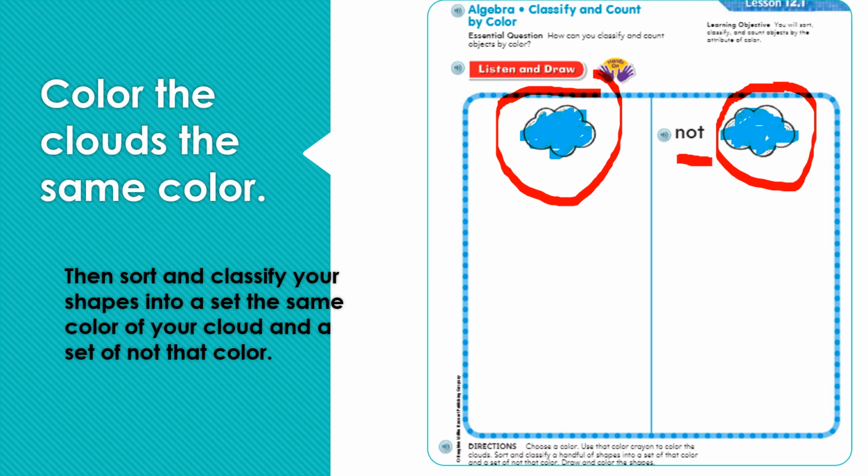So it's pretty fairly simple. You're just sorting according to color. Like I said, everything blue will go over here on this side, and everything not blue will go over here on this side. So go ahead, take a minute, do that, have some fun with that, and then when you're done, go ahead to the next page and we'll get started with some more work.